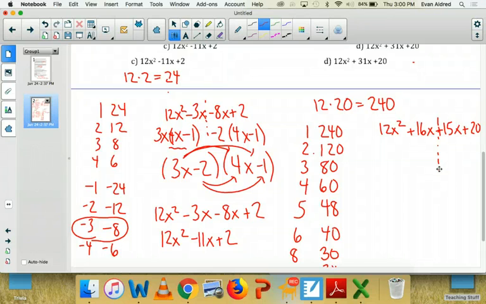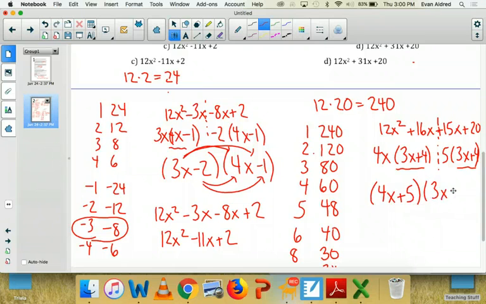We'll put our line down the middle and we'll factor. The GCF of 12x squared and 16x is going to be 4x. This leaves us with 3x plus 4 inside the brackets. The GCF of 15x and 20 is 5, which leaves us with 3x plus 4. Now we have the same thing inside the brackets. So our factors are 4x plus 5 and 3x plus 4.